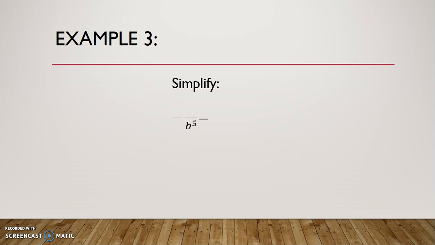Here's another example. This time we're going to simplify negative b to the 8th over b to the 5th. Well, here I don't have any coefficients. It's just 1. So 1 divided by 1 is 1. And then my exponents I need to subtract. 8 minus 5 is 3. But I have that negative out there and I need to keep that. So it's negative b to the third.